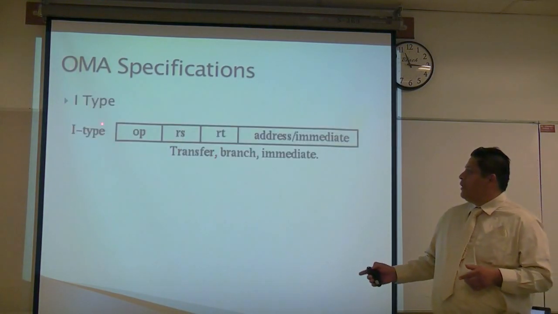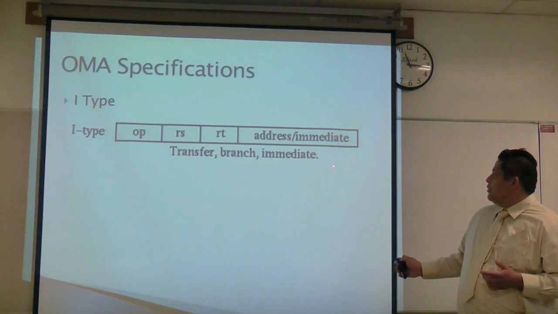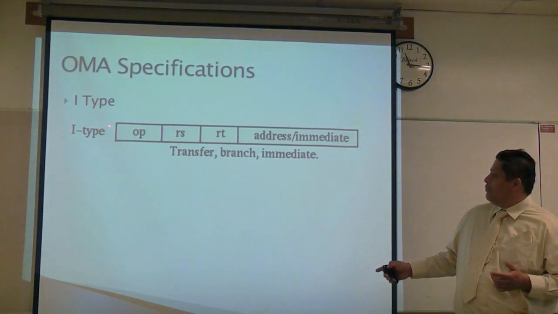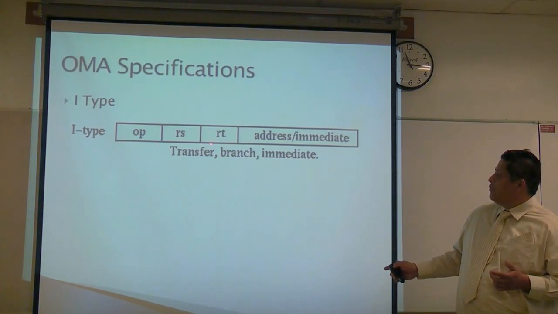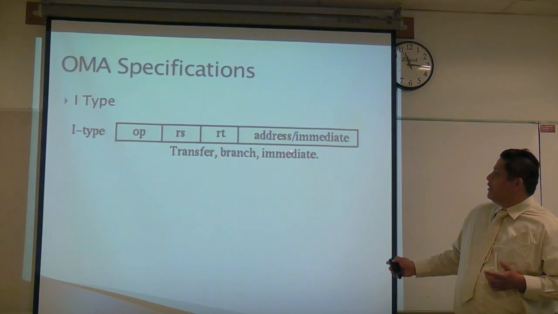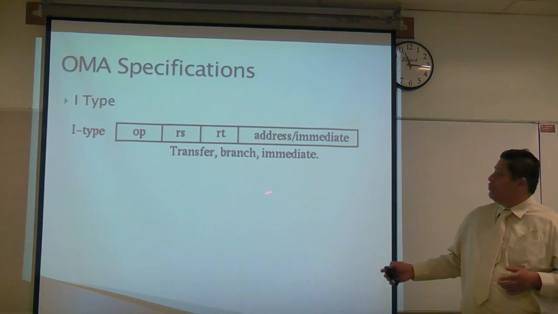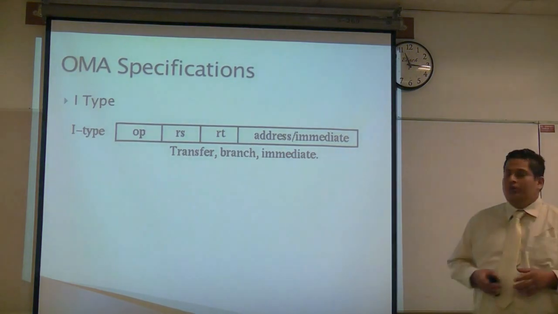With the I type, we also have all this from 0 to 31, but in this case the output stays the same, 6 bits, this is 5 bits, and we have the addressing immediately. We normally use this one to do the branches, to transfer the branches.